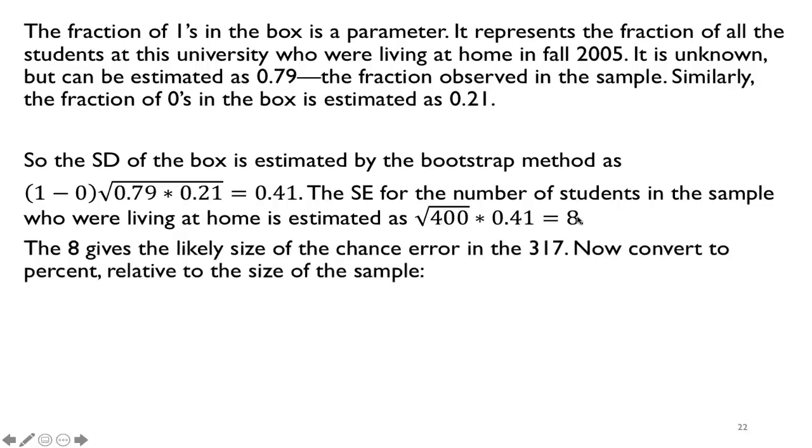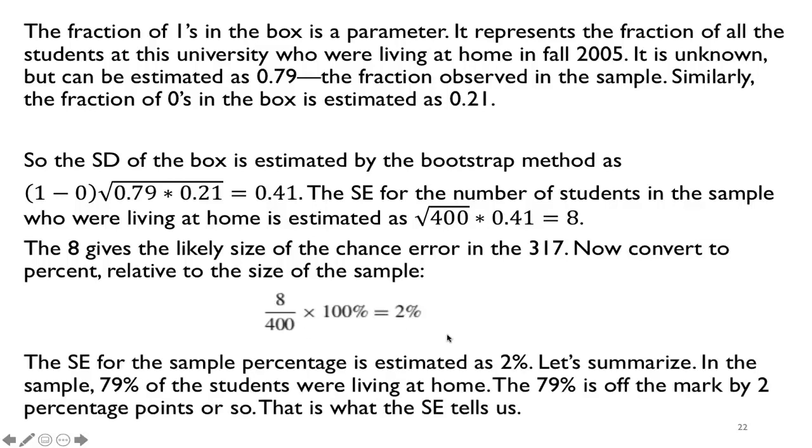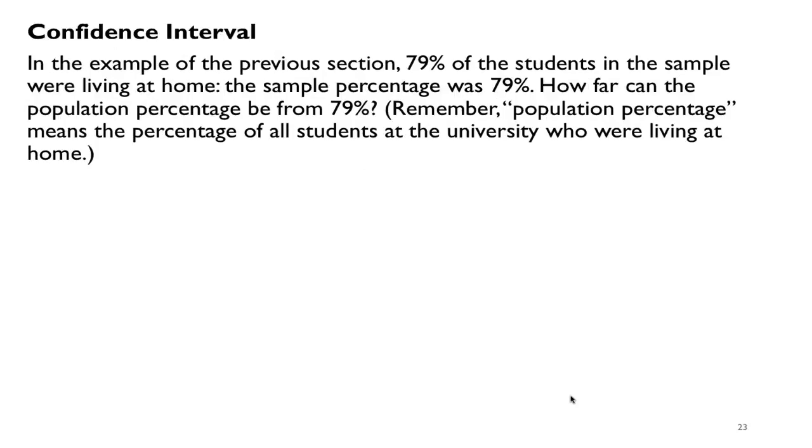So this says that the chance error is about 8. That means that for the 317 people who live at home, the error is 8. Now we have to convert these into percentages, and so 8 out of 400 is 2%. So this says that the SE for the sample percentage is 2%. So that means that we expect that of the university student body, 79% of them live at home, and the error is about 2 percentage points. So essentially, this is how surveys are done and how we can compute those survey errors.